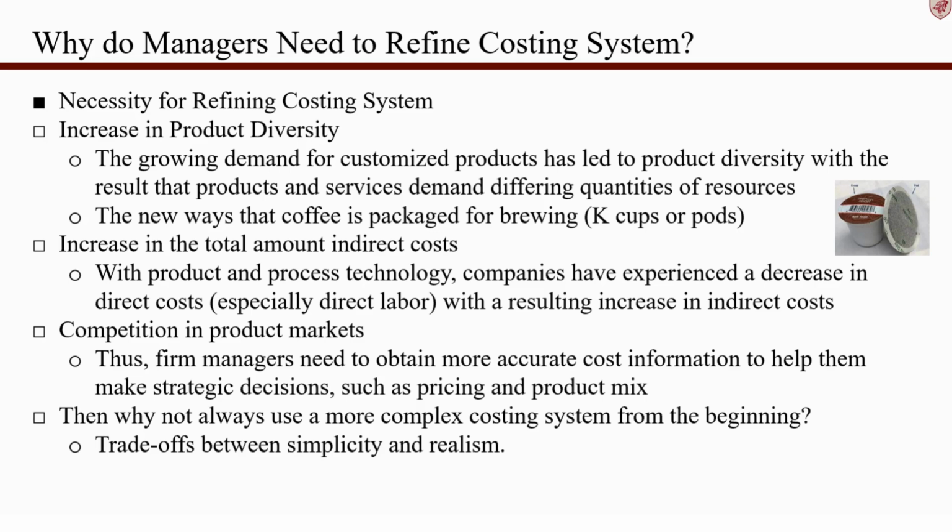Third, this has to do with the case of Plastin versus Bandit, where there is a lot of competition in the product markets. You want to stay competitive. In order to have a competitive price, you need to know the accurate cost information rather than allocating costs in a simple way, right?